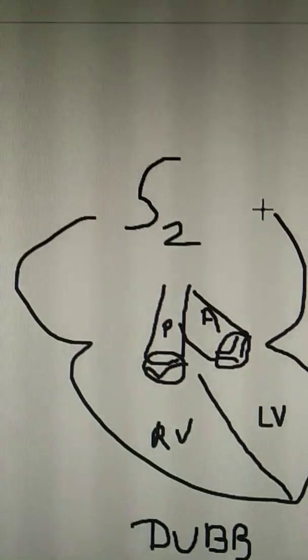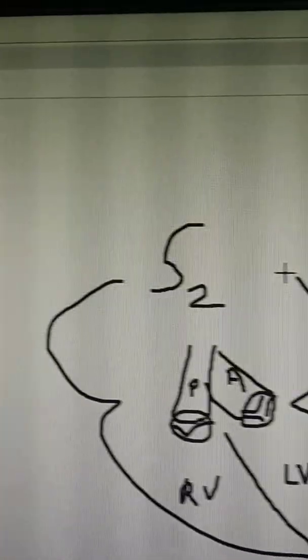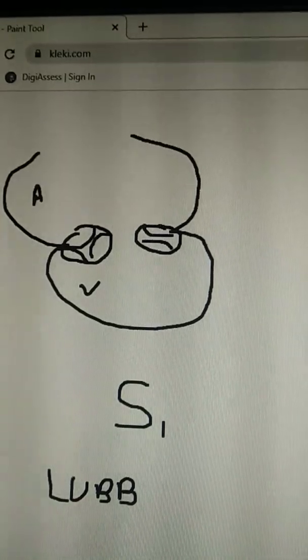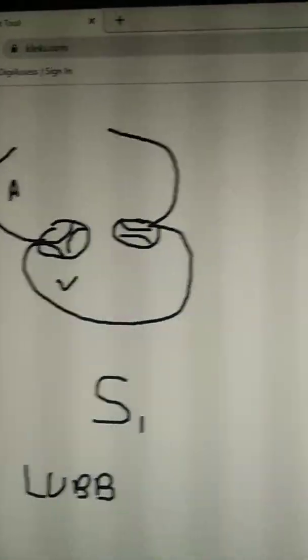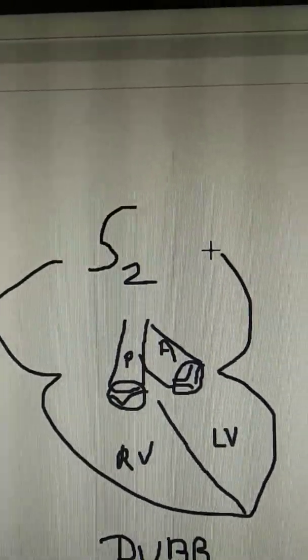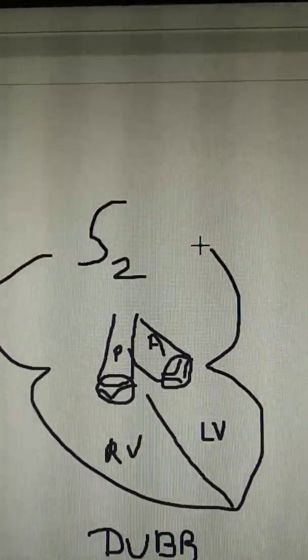So the heart sounds are basically S1, which is lub, and S2, which is dub. S1 is due to closure of AV valves, atrioventricular valves, whereas S2 is due to closure of semilunar valves, and it's called as dub.